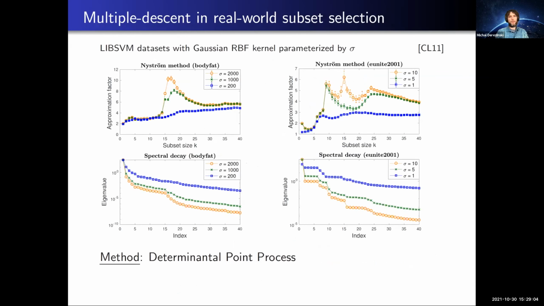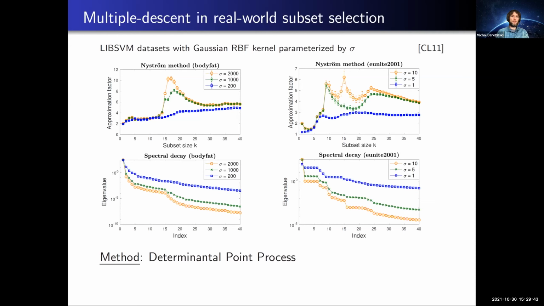So in our empirical results, we showed that the multiple descent phenomenon, which I mentioned earlier, can be observed not only in worst case examples, but also in real world subset selection tasks. Here we demonstrate this for the Nyström method with the Gaussian radial basis function kernel, studying the effect of varying the RBF parameter. On the top plots, I showed the Nyström approximation factor, which corresponds to the cost of interpretability for two benchmark data sets.